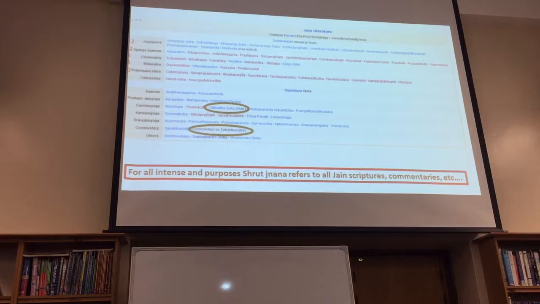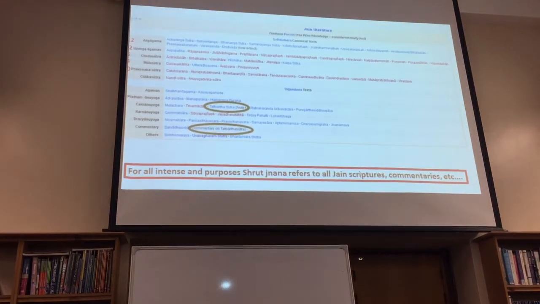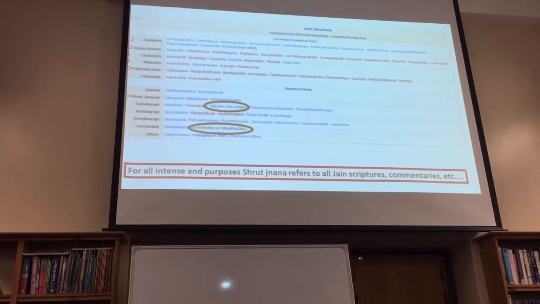Now, the first definition is that in Jain literature, the Jains believe in 14 purvas. What are the 14 purvas?